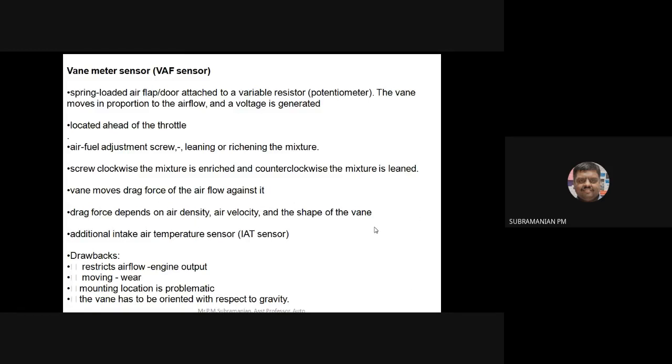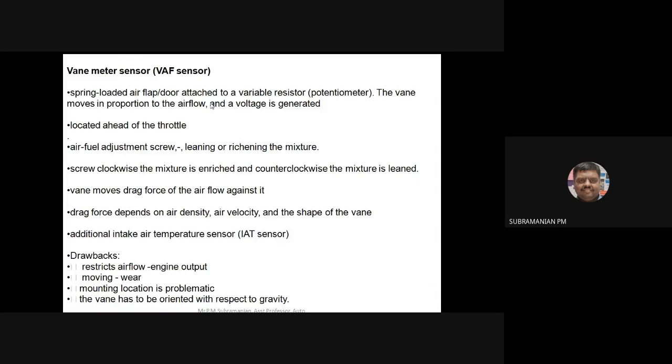When you are going to work on a mass airflow sensor, you should know the parameters that will be influencing the drag force. So in order to measure the airflow rate accurately, you have to concentrate on these parameters, that is air density and air velocity. Air density indirectly depends upon temperature and pressure also. So already I told you there will be an additional unit, that is the air temperature sensor. And the drawbacks of these sensors I have listed out.